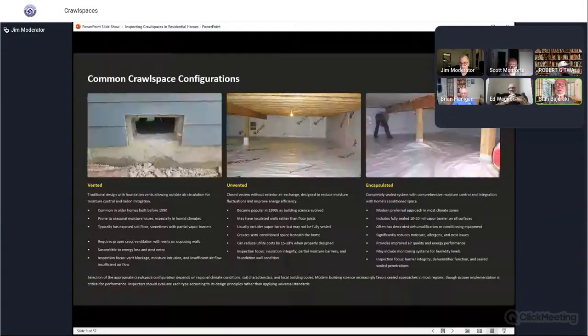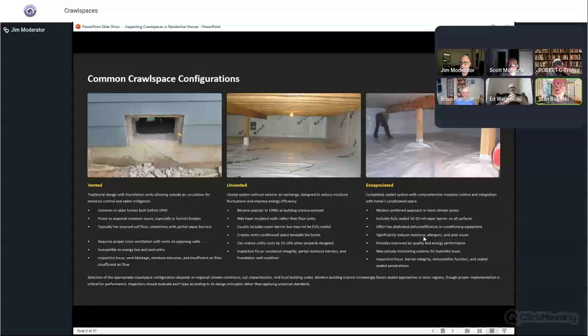So I see these. I'm sure we all see these periodically. Not as much as you would think. It's a joy to work in when there's that much space in there, nice and clean, and then encapsulated, which is almost the same, right? Completely sealed system with comprehensive moisture control and integration with the home's conditioned space.